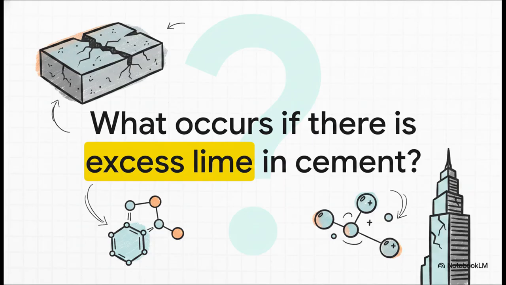Based on everything we just discussed, what specific structural failure occurs if there is excess lime in ordinary Portland cement? Take a second. If you said unsoundness leading to expansion and cracking, you hit the nail on the head.